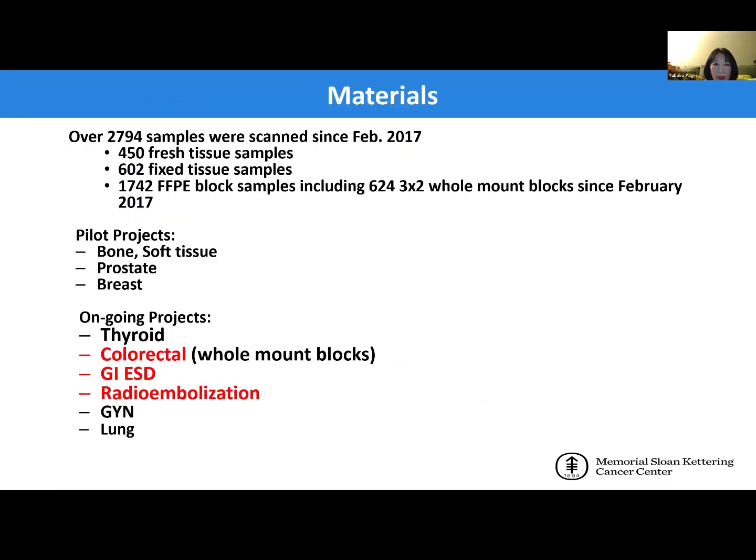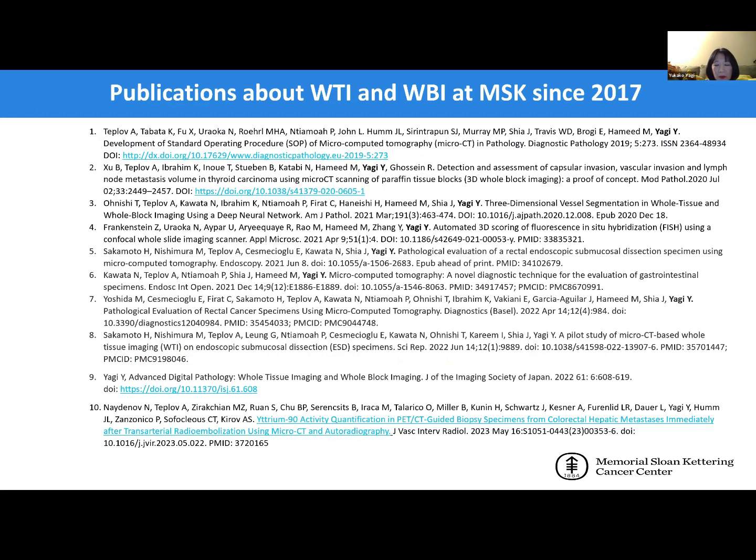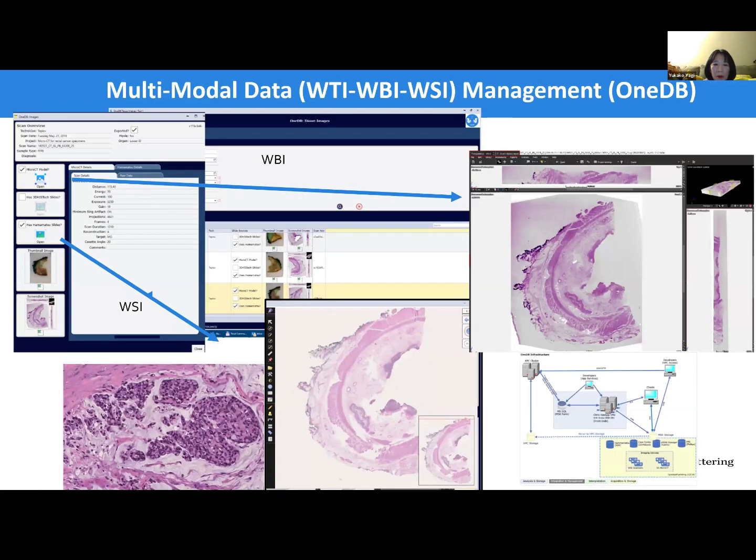We have already scanned almost 3,000 samples, and we have many projects in colorectal cancer, GI, GYN, lung, and more. We have published about 10 papers so far. We use both whole block images and whole slide images, in whole tissue imaging. The management of data is very important, so we developed a multi-modality database system to see all images of one case.